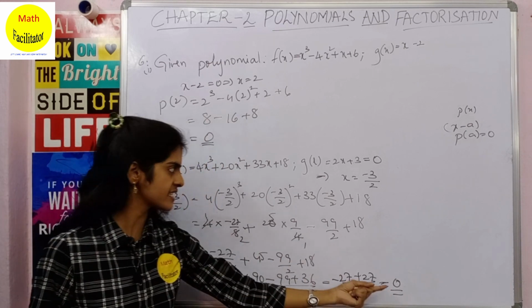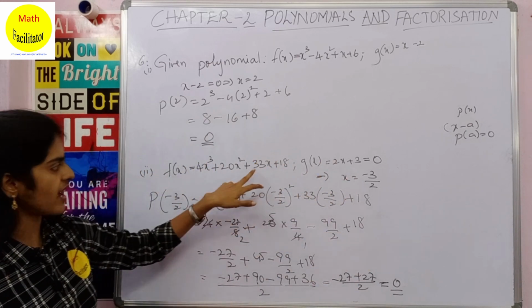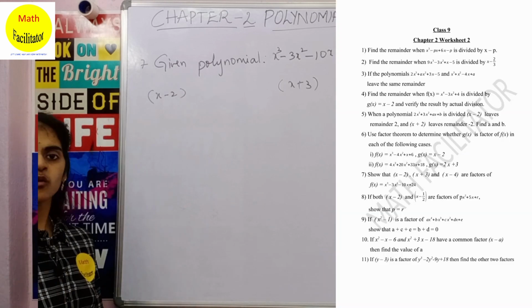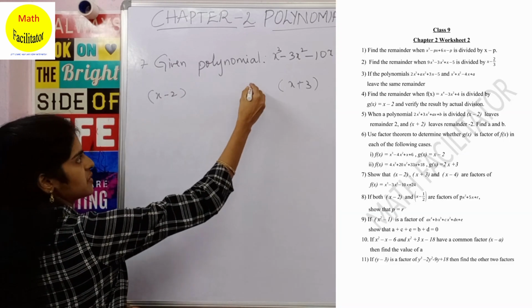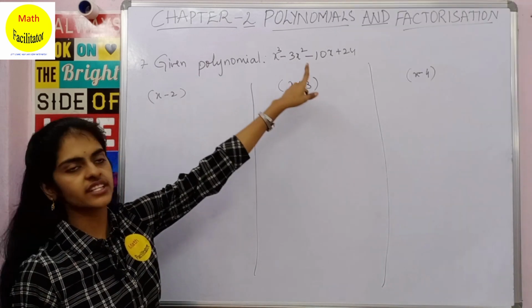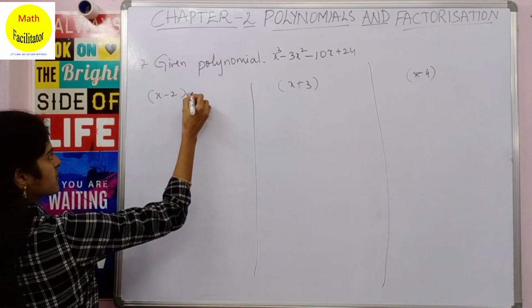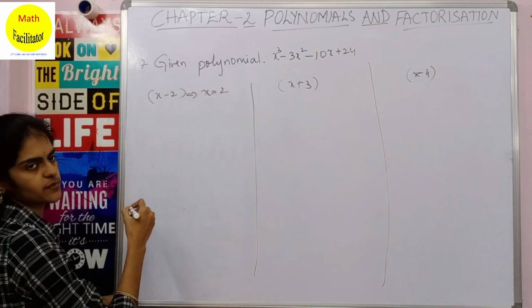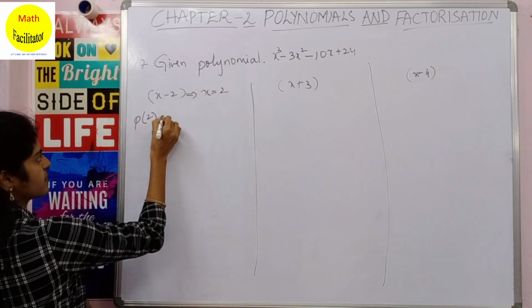Since the remainder is 0, you can say that this is a factor of this polynomial. Clear? Moving on to the next question. So this is the given polynomial. You have to show that all these are factors of this polynomial. Okay. So this is nothing but x is what? X is 2 here. So you will find P of 2. What is P of 2?